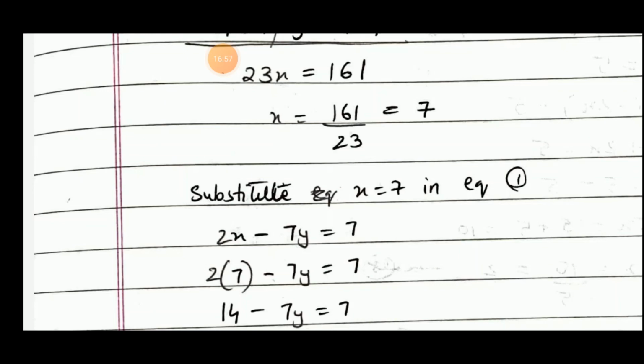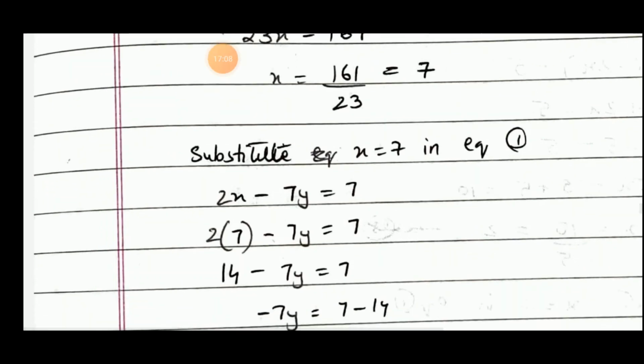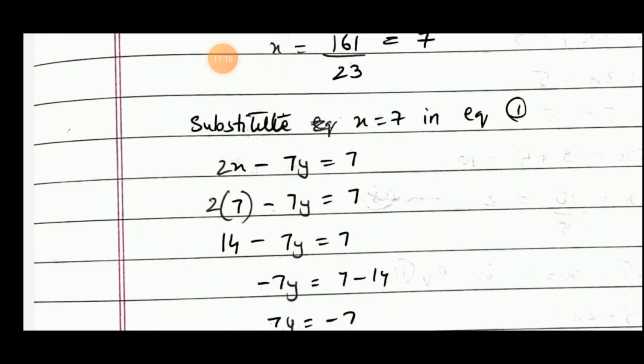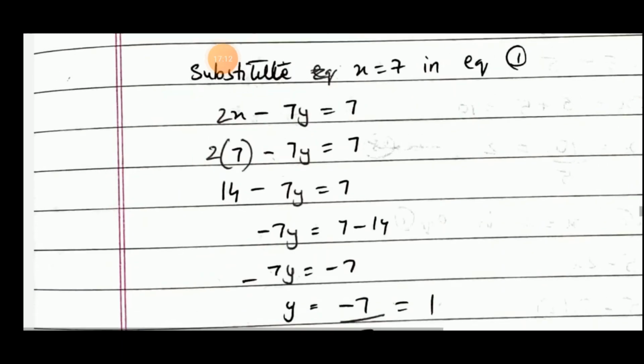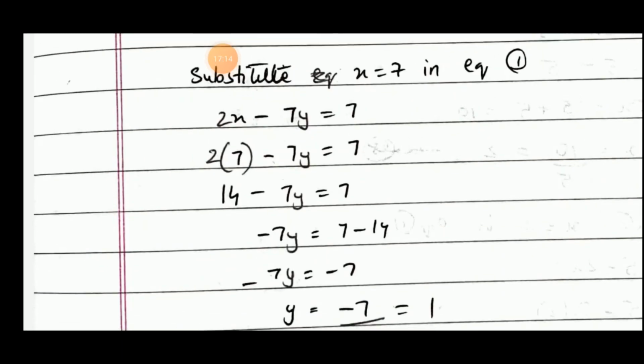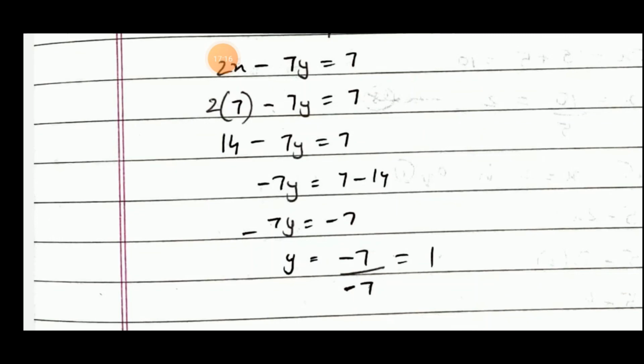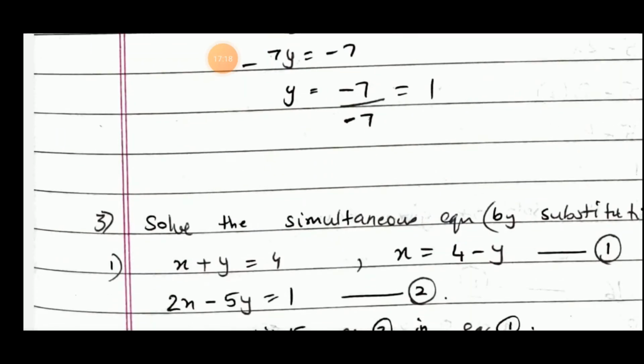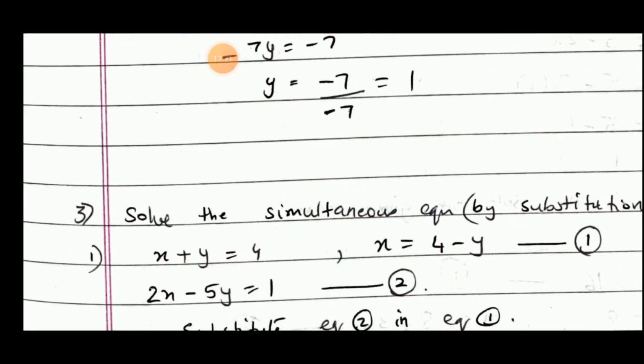Substitute x is equal to 7 in equation 1, 2x minus 7y is equal to 7. 2 into 7 is 14, minus 7y is 7. So minus 7y is equal to 7 minus 14. Minus 7y is minus 7. y will be equal to 1. Now solve the simultaneous equation. Here you can solve this by the substitution method, but I think only now that portion has been reduced.